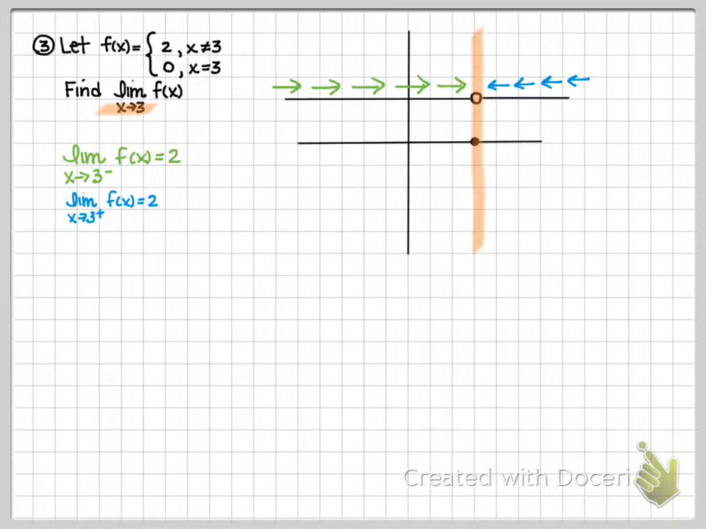So, because I do have the same values here, I can say that my overall limit as x approaches 3 of f of x is going to be 2, because it's the exact same value.